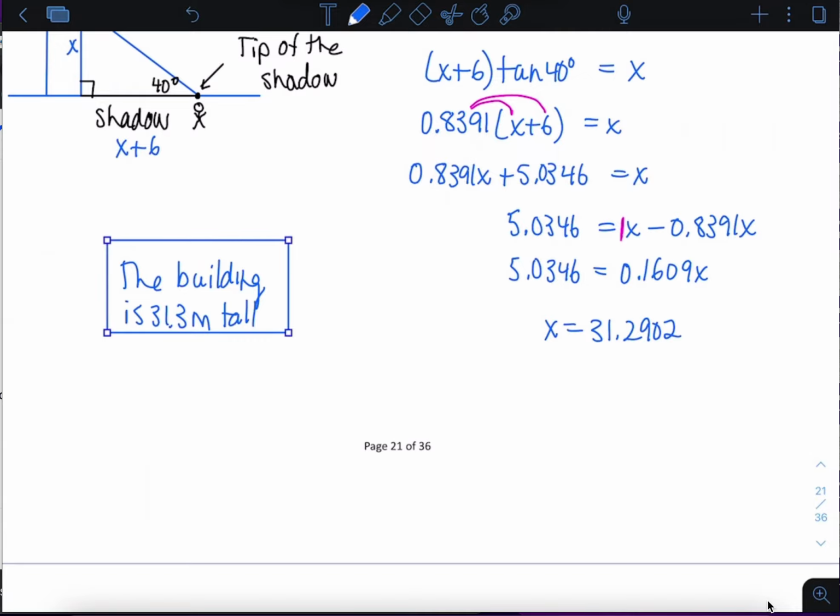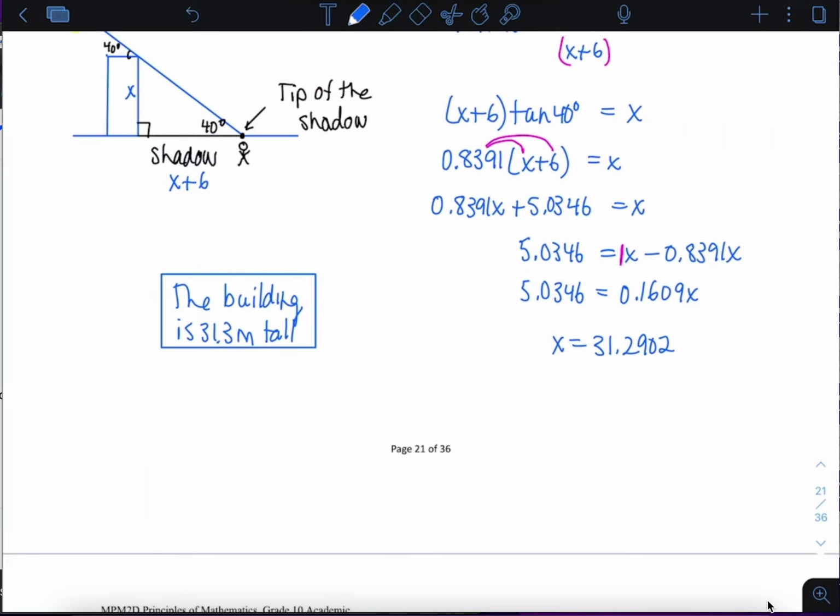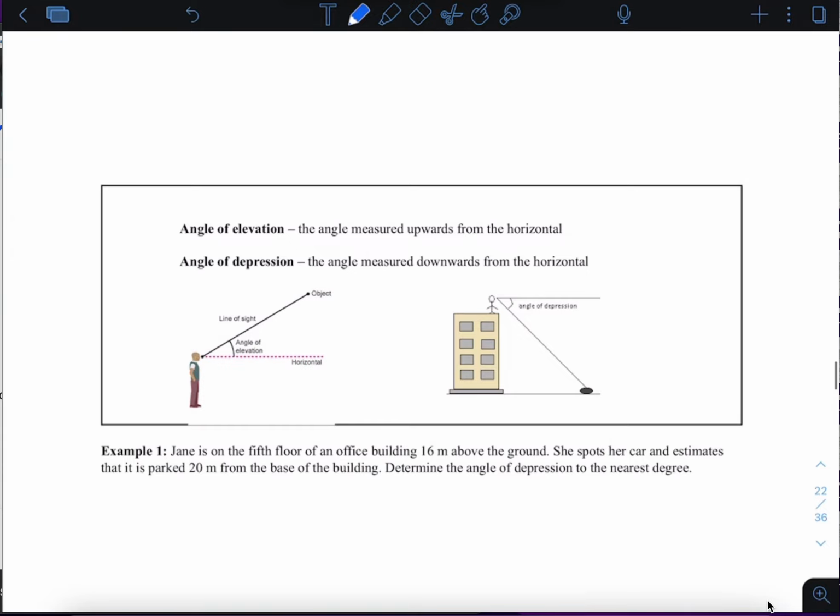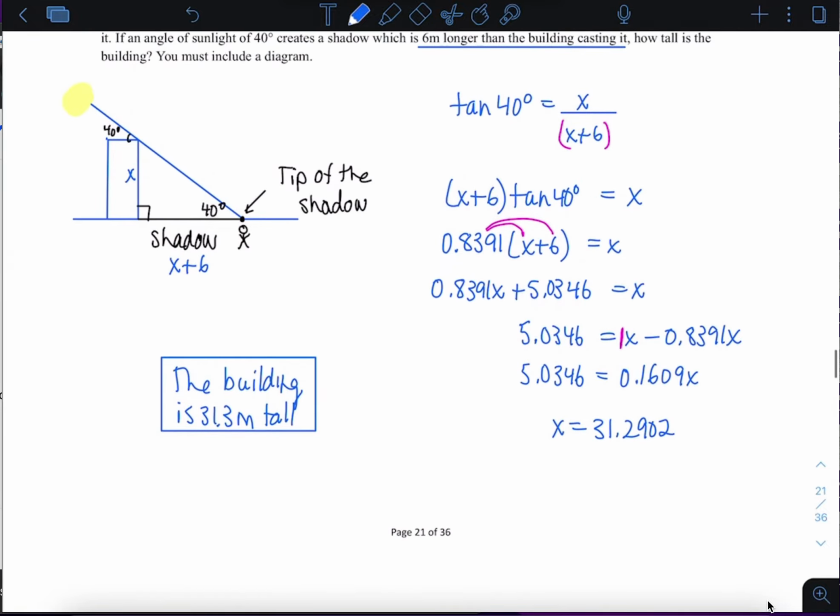All right. So we're going to end there. And next time we're going to talk a bit more about angle of elevation and angle of depression. But this is what you need to know to get the homework done for this lesson.